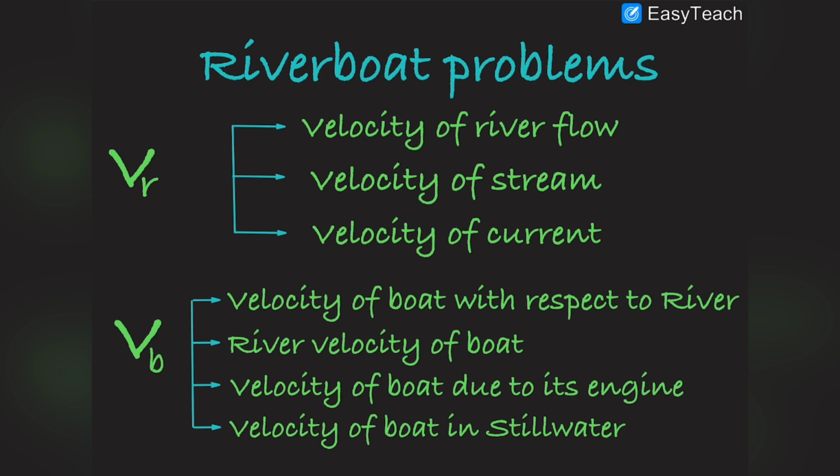So we can refer to it as the velocity of boat with respect to river. We can also refer to it as the river velocity of boat, or the velocity of boat due to its engine, or the velocity of boat in still water. These are all the same things. So you have to notice a very important thing, that VB is always the velocity of boat with respect to river, which means that if the river is at rest, then what is the velocity of boat? And obviously if the river is at rest, then the boat would be moving due to its engine only.